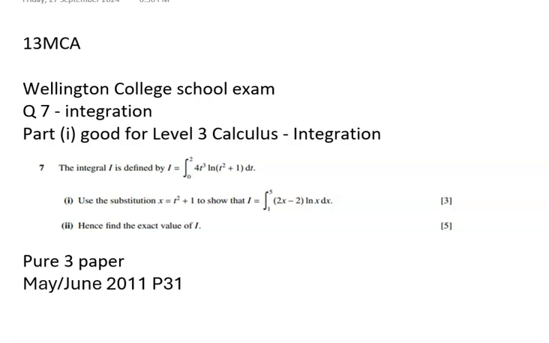We've got an integral, and it's given by this. So I is equal to the integral between 2 and 0 of 4t cubed times the natural log of t squared plus 1. And you can see that it's going to be a bit messy. We're asked to use this substitution to show that we can rewrite that integral in terms of x like this. And from there, we're told to find the exact value of I.